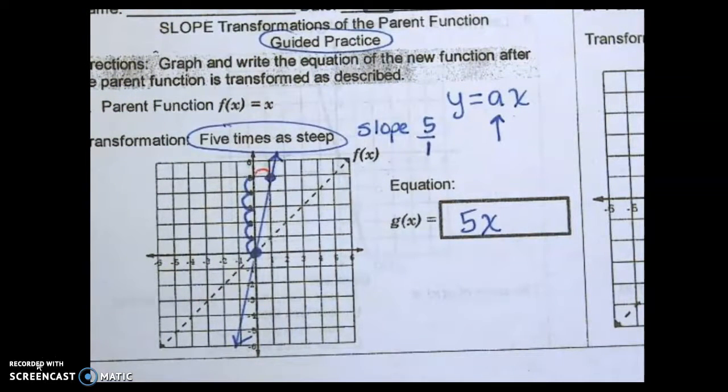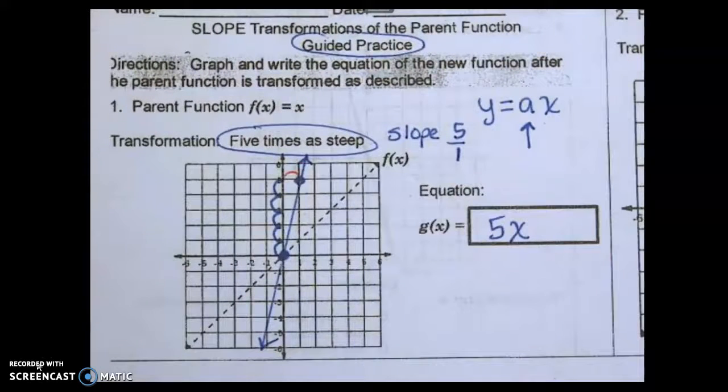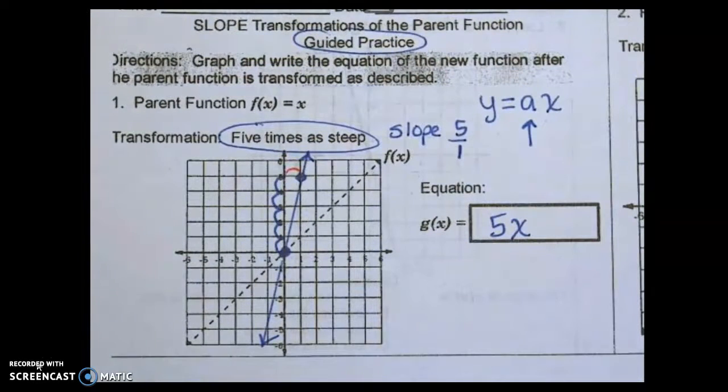Now Ms. Martin will pause the video and you all can complete number 2 on your own and then check it.